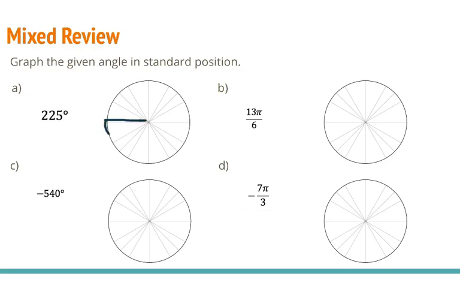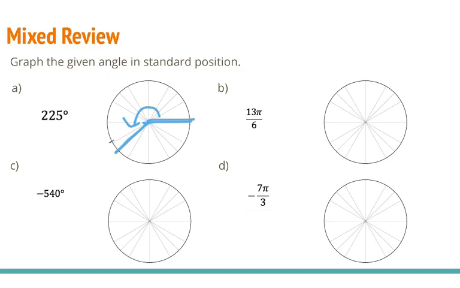If I go 30 more, I would be at 210, so this one would be 210. I still need to go more. If I go up 15 more, which would be the next spoke, that would get me at exactly 225. So I know this blue one here is exactly where that angle would be, but of course that's always starting from 0. So this is the initial side, and this is the terminal side. And I need to show my arrow going this way. We went positive, so it's going counterclockwise.